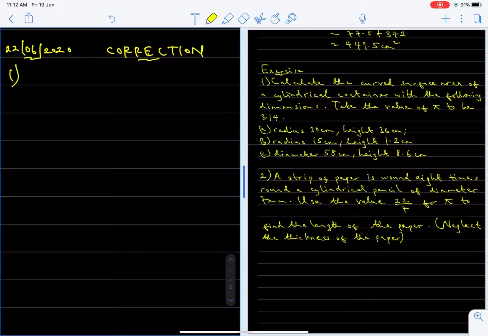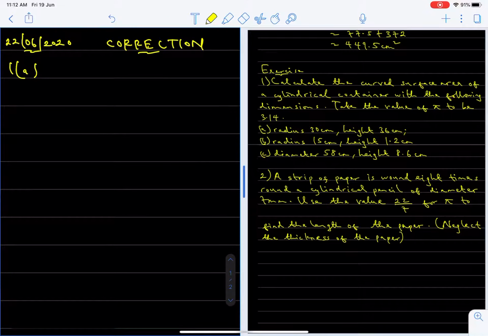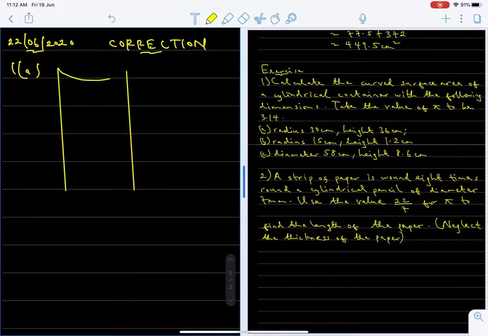Number 1. The question is calculate the curved surface area of a cylindrical container with the following dimensions. Take the value of pi to be 3.14. 1a. We are finding the curved surface area of a cylinder which has a base radius of 30 centimeters and a height of 36 centimeters. Let's have a sketch of a cylinder. This is a cylinder. This is a cylindrical container.